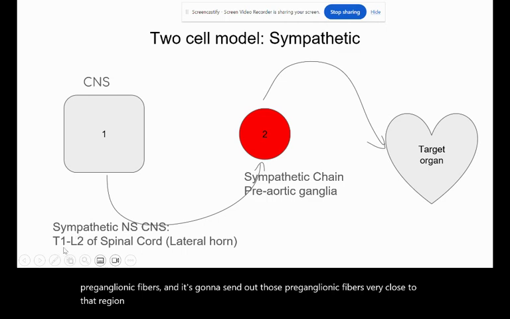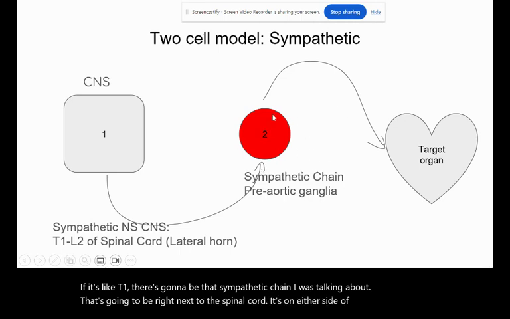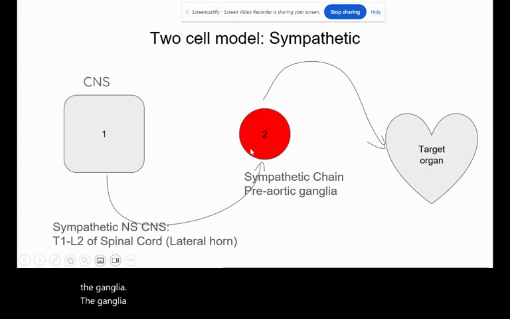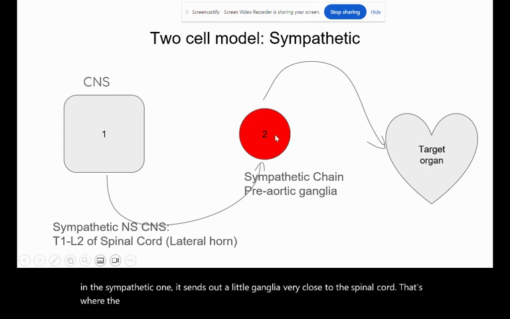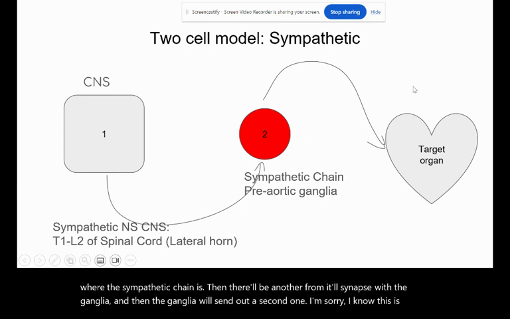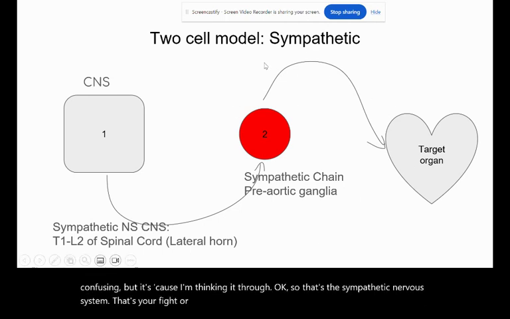So if it's like T1, there's going to be that sympathetic chain I was talking about. That's going to be right next to the spinal cord. It's on either side of it. And that contains the ganglia that's going to send out the neuron that actually goes to the target organ. So in the sympathetic one, it sends out a little ganglia very close to the spinal cord. That's where the sympathetic chain is. Then it'll synapse with the ganglia, and then the ganglia will send out its second one. I'm sorry, I know this is confusing, but it's because I'm thinking it through. Okay, so that's the sympathetic nervous system. That's your fight or flight.